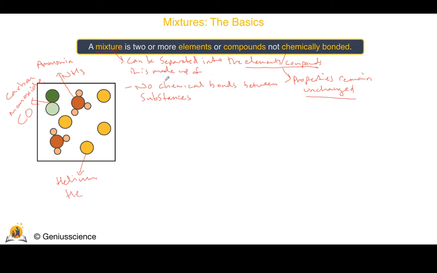So if we separated out the gases from the mixture, they would all have their original properties. Ammonia here would still have a very strong odour. In other words, it would be very smelly. Carbon monoxide would still be colourless and toxic. And helium would still be unreactive.